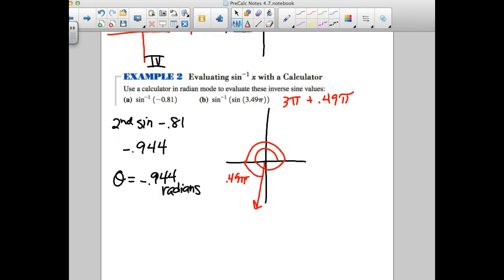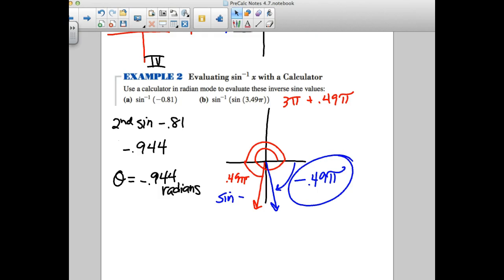Inverse sine is not defined in those quadrants. So we need to move this either to quadrant 1 or 4. And since sine is negative here, we need to bump it to a quadrant where sine is also negative. That means quadrant 4. And I need the same reference angle of 0.49 pi. And since I'm in quadrant 4, and I can't go through quadrants 2 and 3 to get there, I have to go in a negative direction. So my angle here is going to be negative 0.49 pi. All right, I have to go in a negative direction.